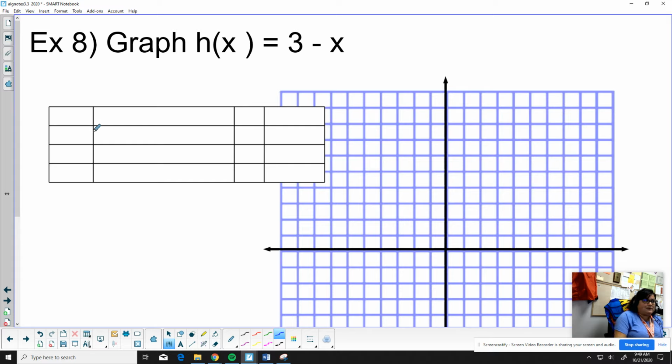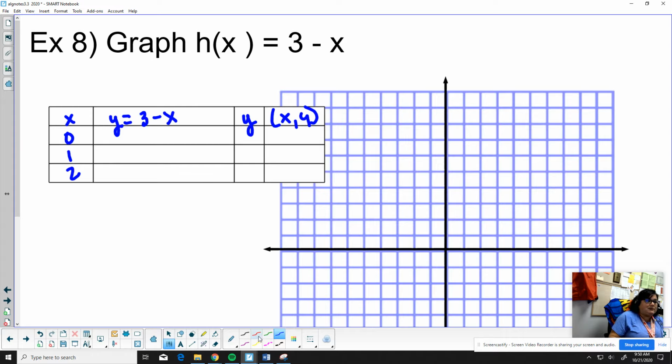All right, so x goes here. Our function, I'm going to change it to y. I like y better than h of x. y equals 3 minus x. My y, my answers or my outputs, are going to go over here, and then my ordered pair is last. I'm going to use 0, 1, and 2 again because they're easy numbers to deal with, and I know I can graph them very easily. If I pick 100, then I have to have a graph that has 100 x's on it. That would be huge. So I want to pick nice small numbers.